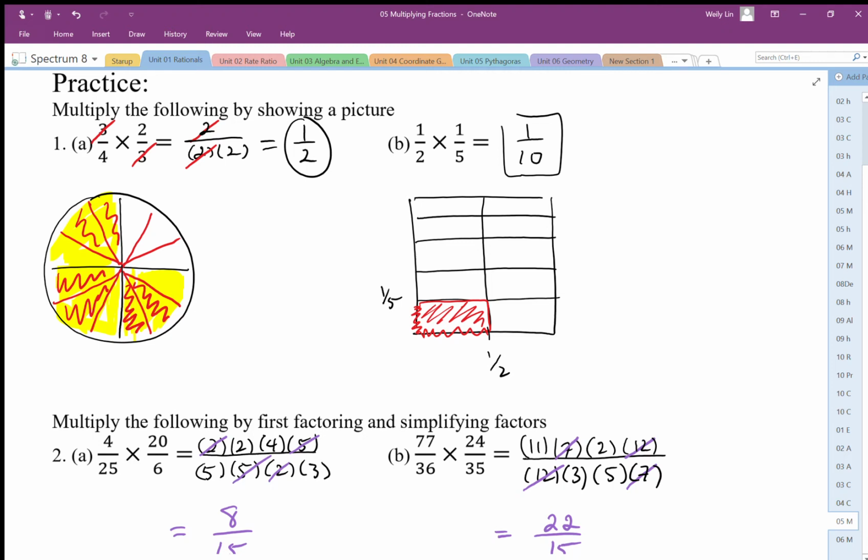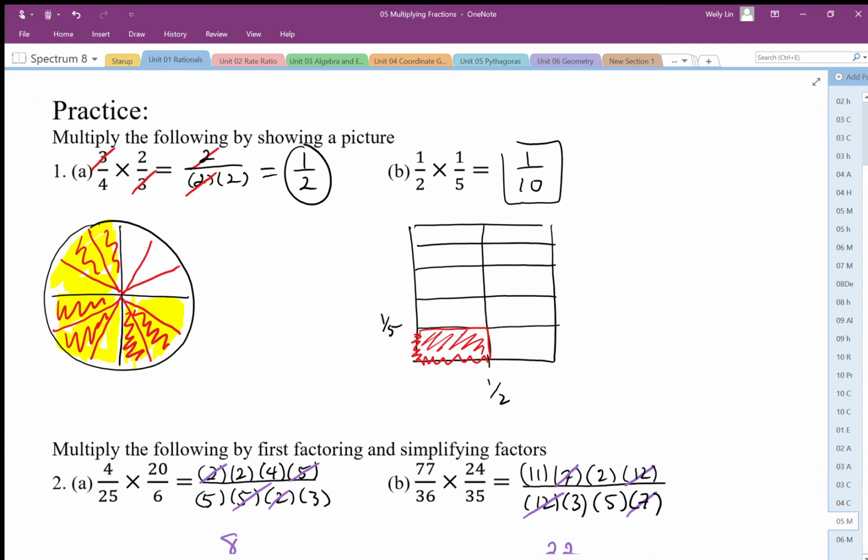So make sure you've checked over your answers. You've done these first before you check over these answers. Okay, so make sure you've done these on your own first. So here we have 3/4 times 2/3.